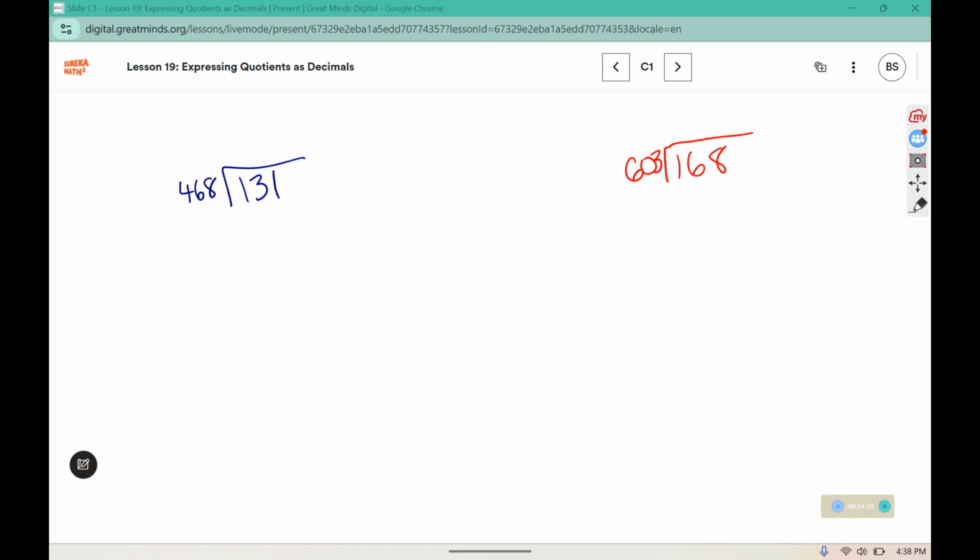Well, we know 468 does not fit into 131. So let's start there. Now we have 1,310. I'm going to create a list of multiples of 468 to help guide my work from here. So the first one is 468. The second one is 936. Then we would have 1,404. So it looks like only 2 of them are going to fit.